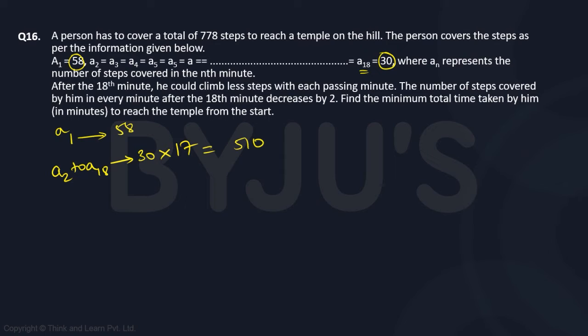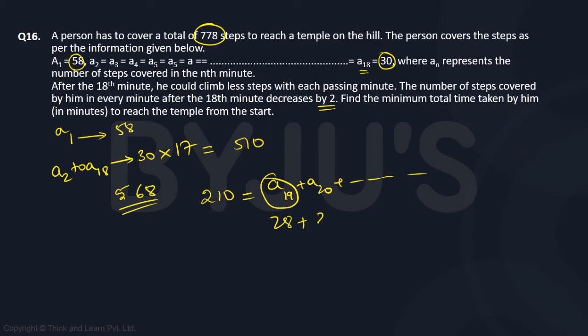So totally how much did I cover? I covered 568 steps. I have a total of 778 steps. So what is remaining? The remaining is 210 steps. Now what am I doing? A19 plus A20 plus and so on. Okay. Now A19 is decreased by 2. So from 30 I will be getting 28, then 26, then 24 and so on.